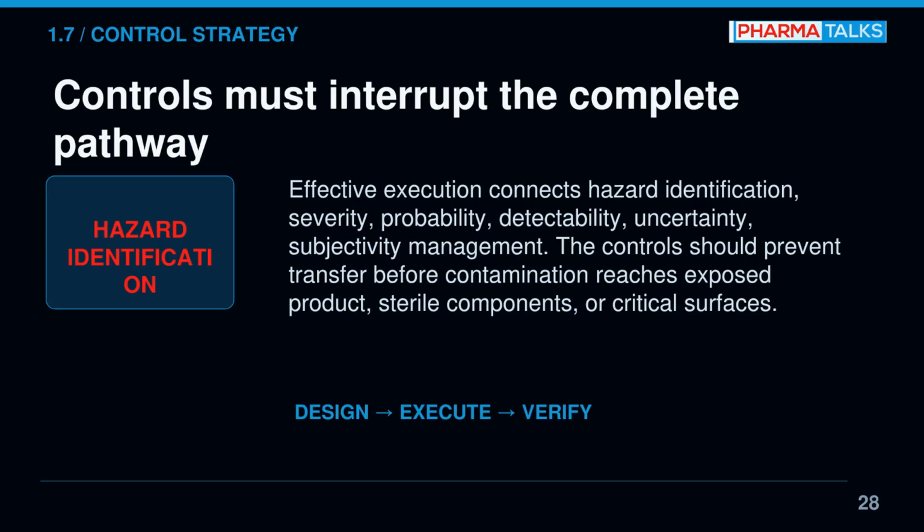Controls must interrupt the complete pathway. Hazard identification, severity, probability, detectability, uncertainty, and bias management should all be addressed transparently. A final score is useful only when it shows which contamination pathway must be interrupted and which control will achieve that outcome. If a team produces numbers without a decision or an accountable owner, QRM becomes an administrative exercise.